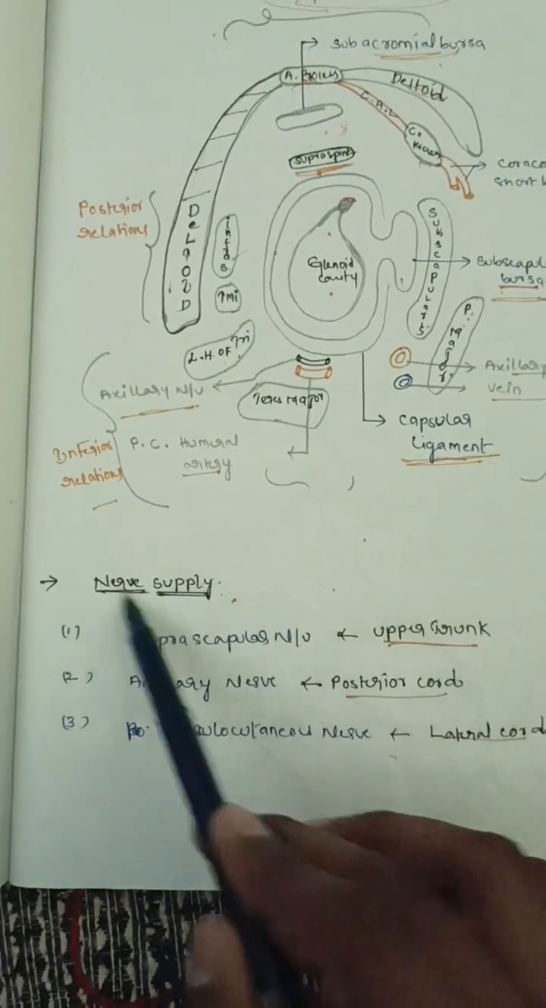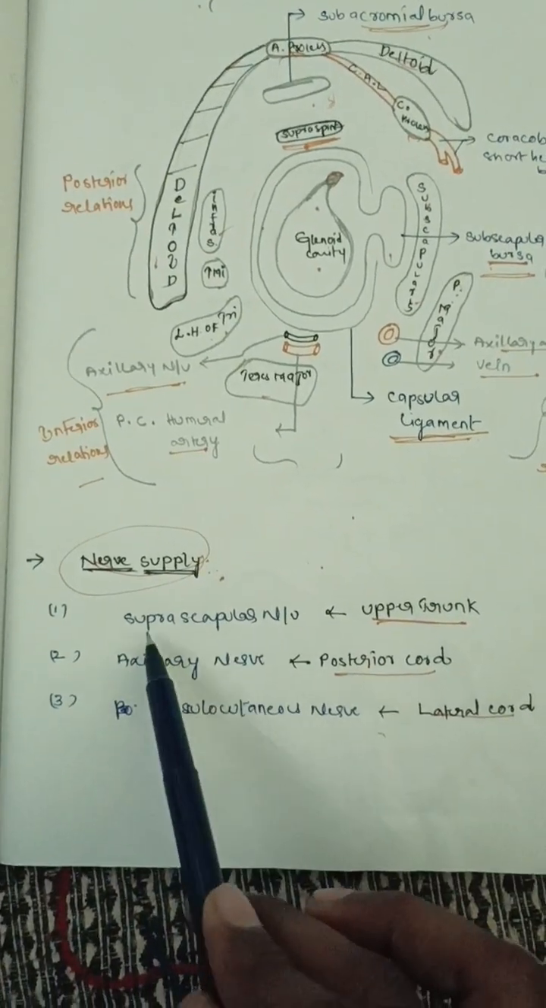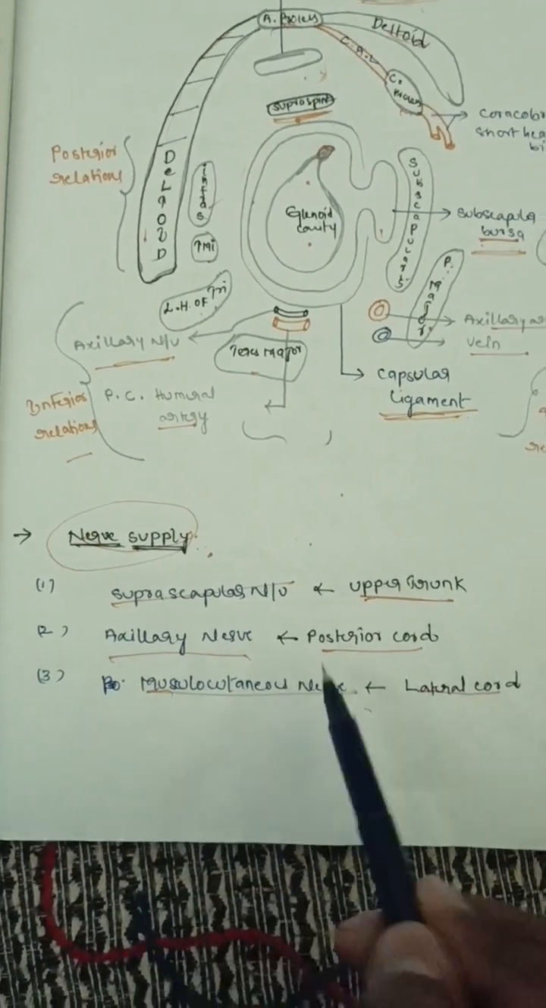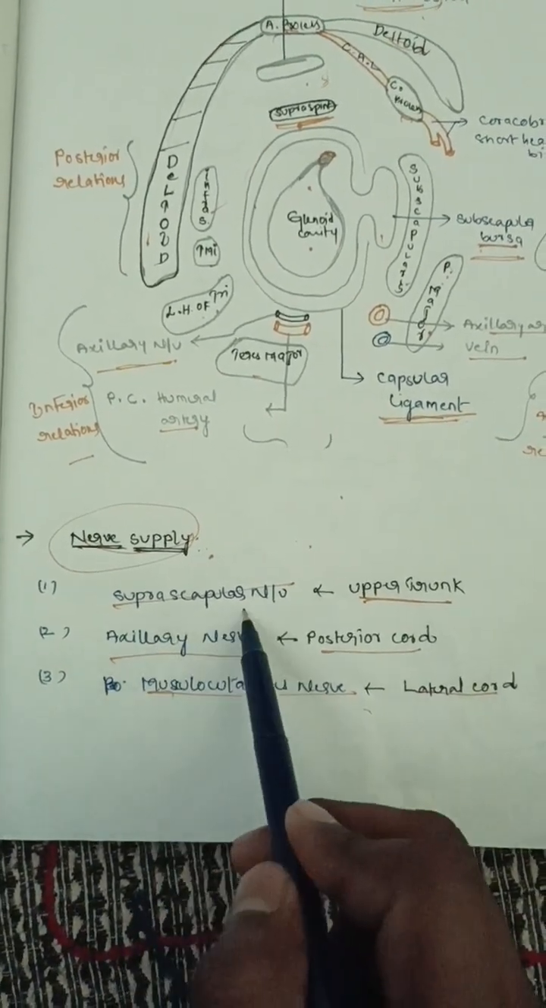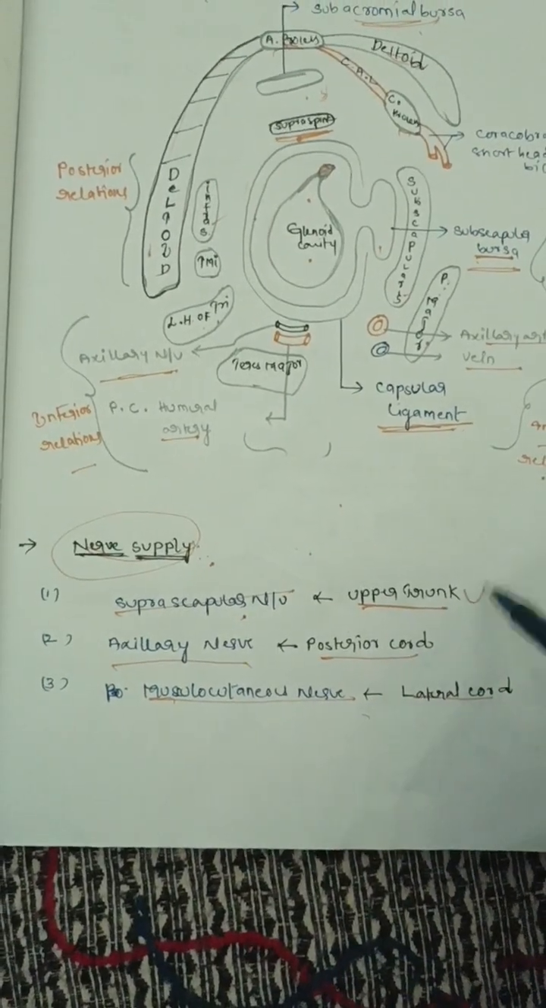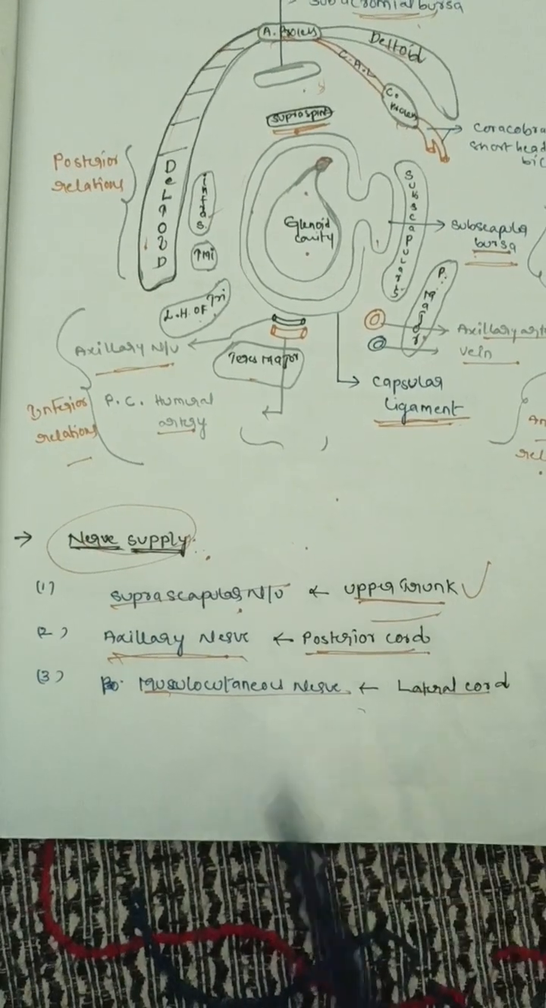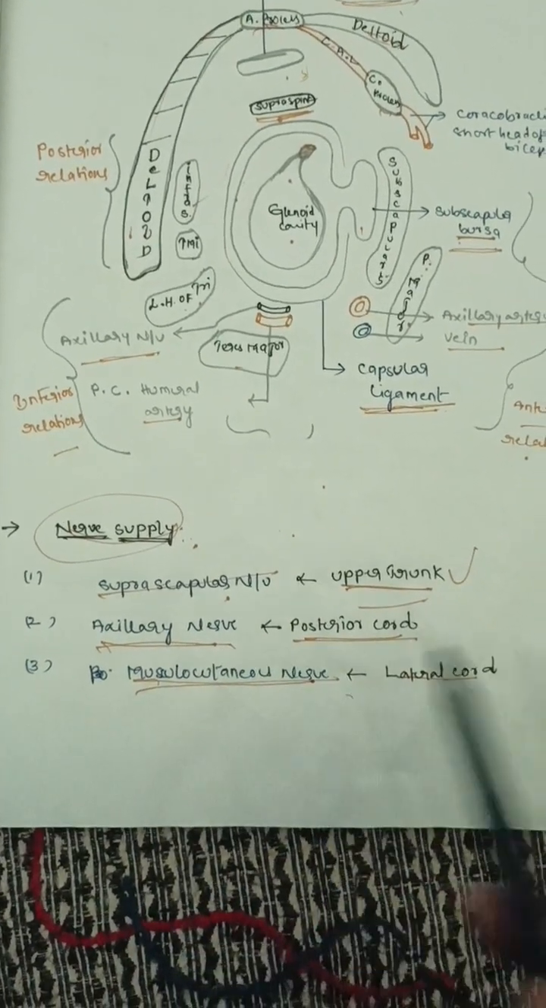Nerve supply of the shoulder joint mainly takes place by three nerves: the suprascapular nerve, axillary nerve and musculocutaneous nerve. The suprascapular nerve is a branch from the upper trunk of the brachial plexus. The axillary nerve is a branch of the posterior cord. The musculocutaneous nerve is a branch of the lateral cord.